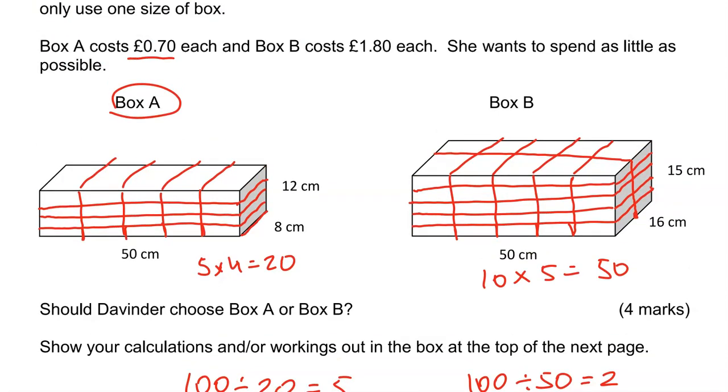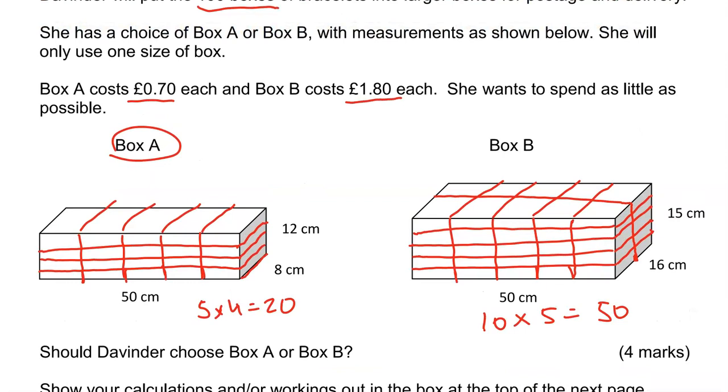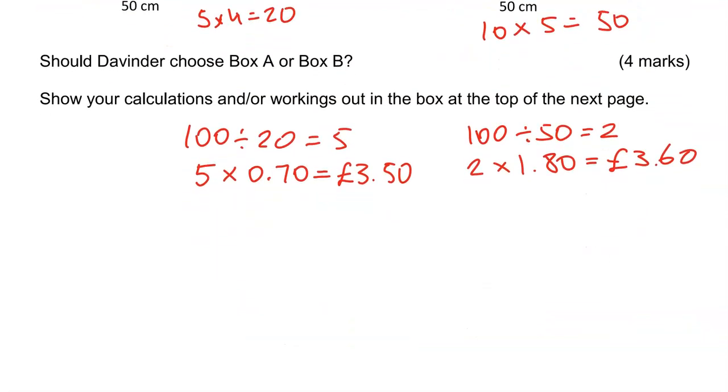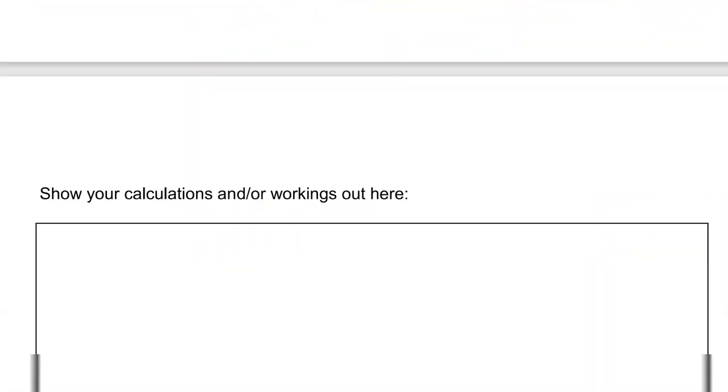The cost of one of them is £1.80, so 2 times £1.80 gives us £3.60. So to answer the question, should Davinder choose box A or box B, I'm going to say box A because it's cheaper. So I'm going to write it here, box A, because it's cheaper.